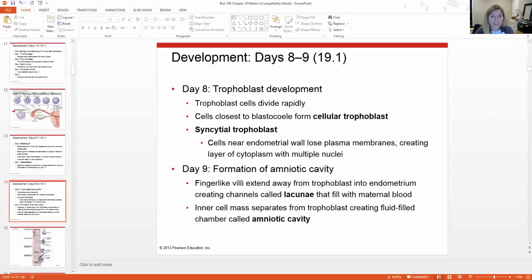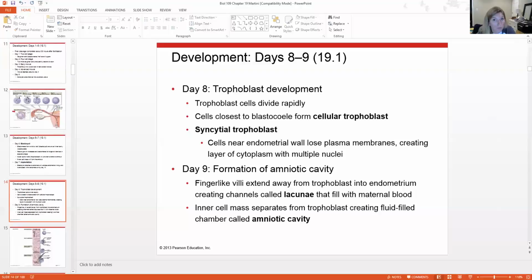The trophoblast continues to develop rapidly. It's called the syncytial trophoblast. The cells near the endometrial wall lose their plasma membranes and create a layer of cytoplasm with lots of nuclei. Then the amniotic cavity starts to form around day 9. Finger-like villi extend away from the trophoblast into the endometrium, creating little channels called lacunae.